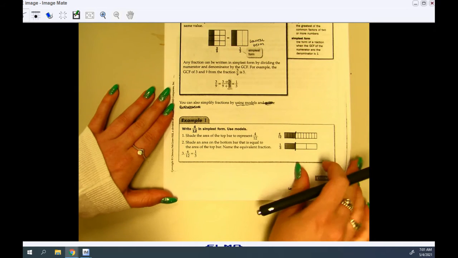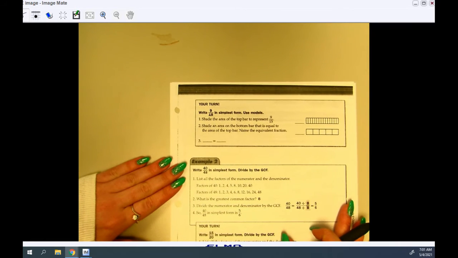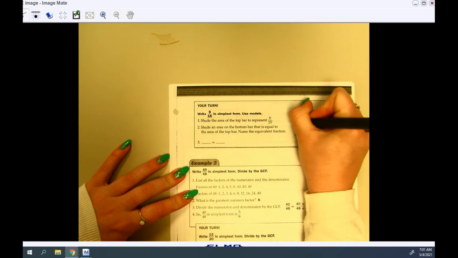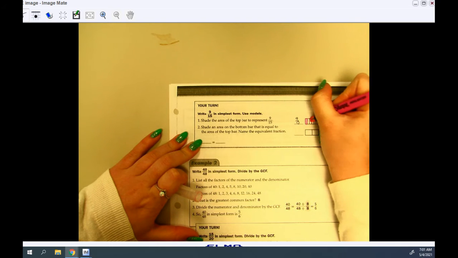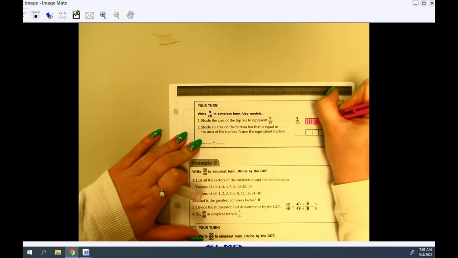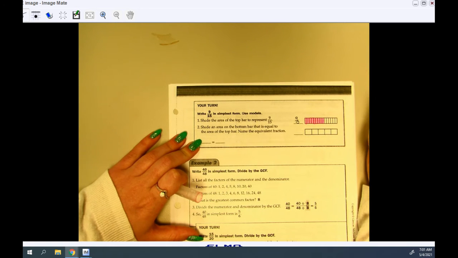Again, this is our example. Right now we're going to flip our page, or for you, you're just going to look over onto your next page, and we are going to be doing the your turn, okay? It says to shade in the area of the top bar to represent 9/15. So right here, I'm going to put my 9/15. My 9 tells me how many boxes I'm going to shade in. So I'm going to shade in 1, 2, 3, 4, 5, 6, 7, 8, 9. Those are my 9 boxes.